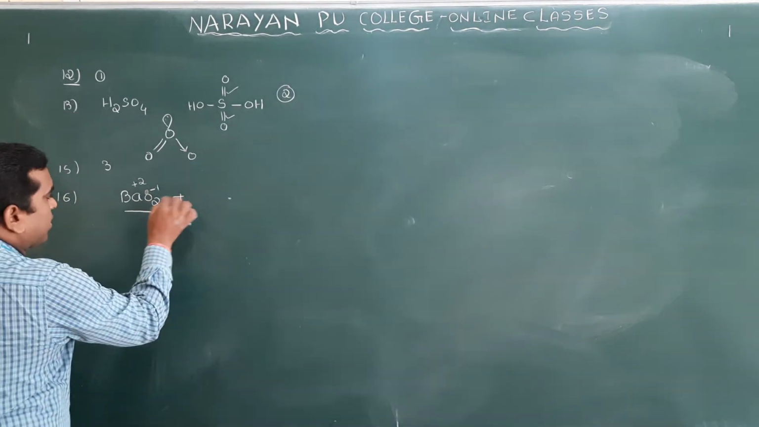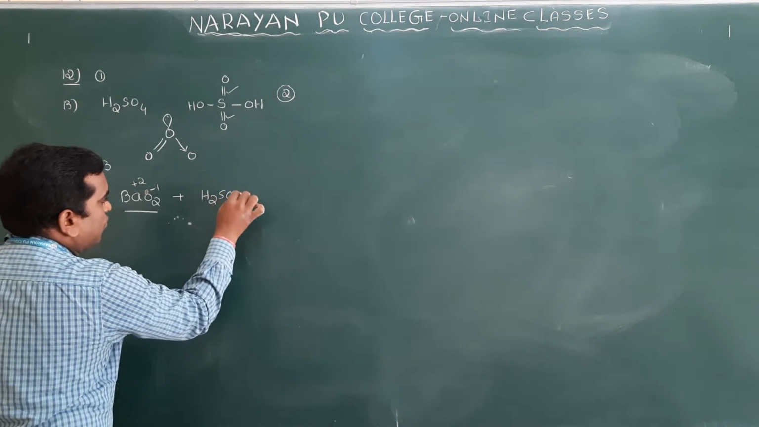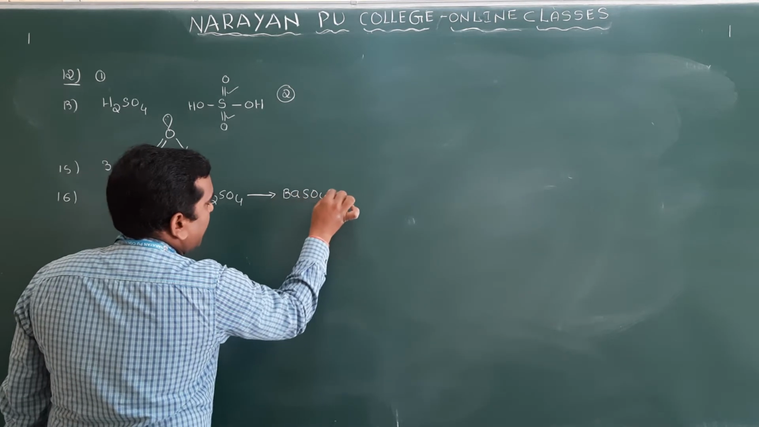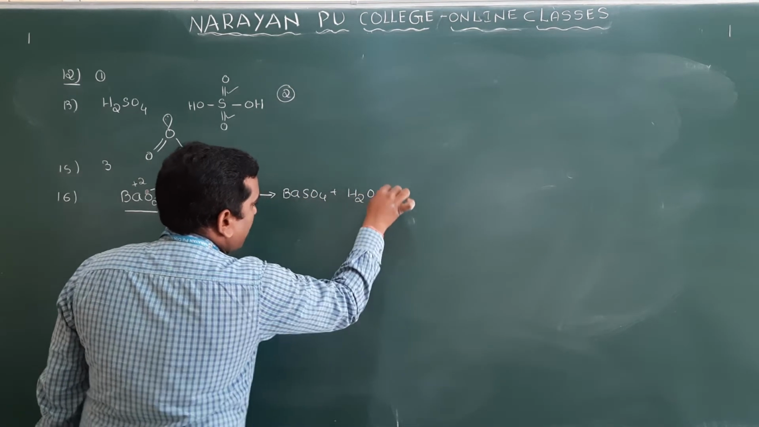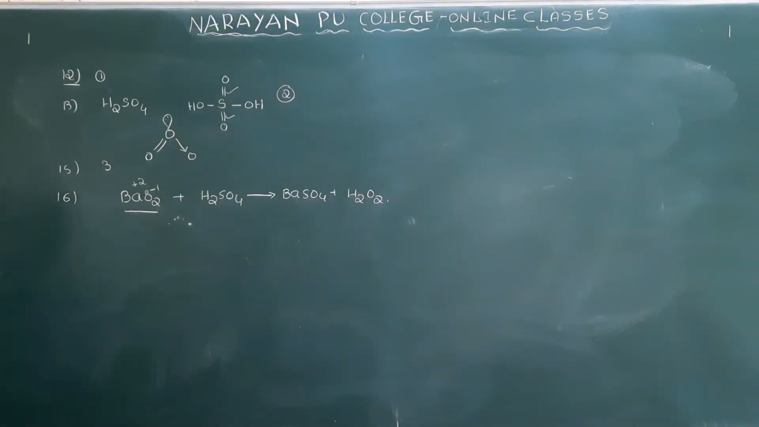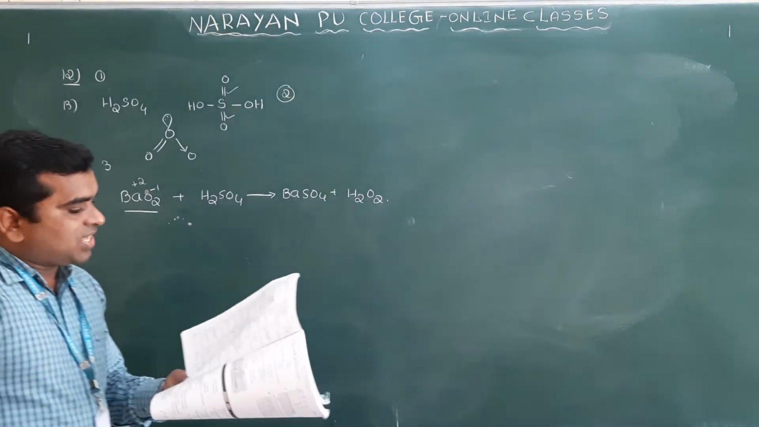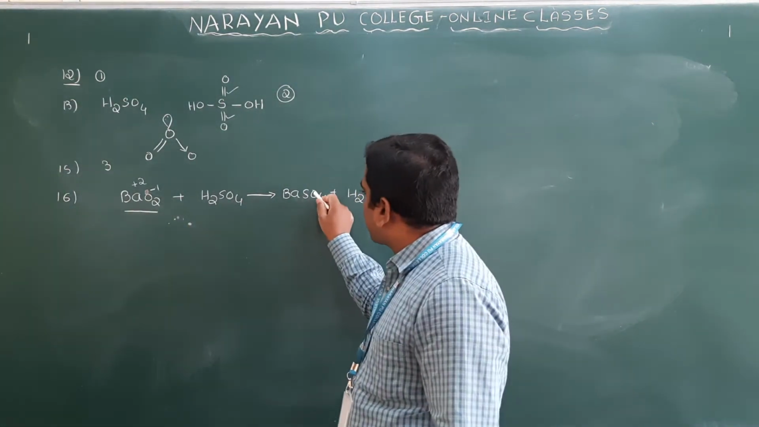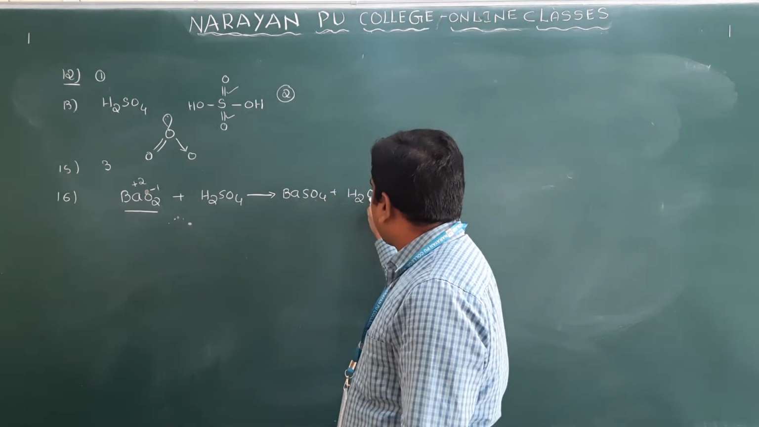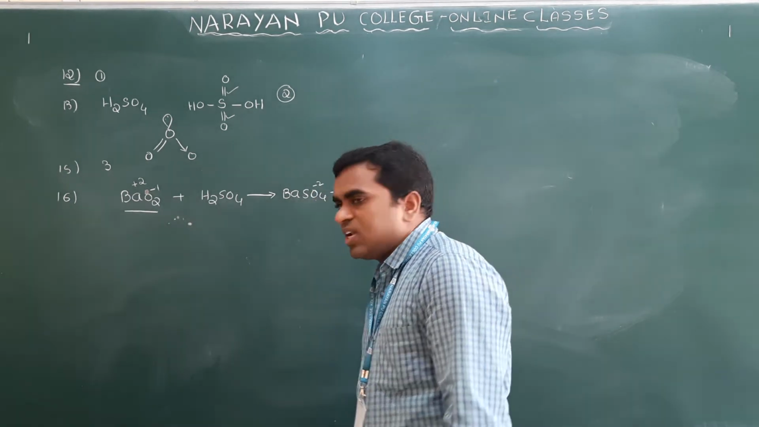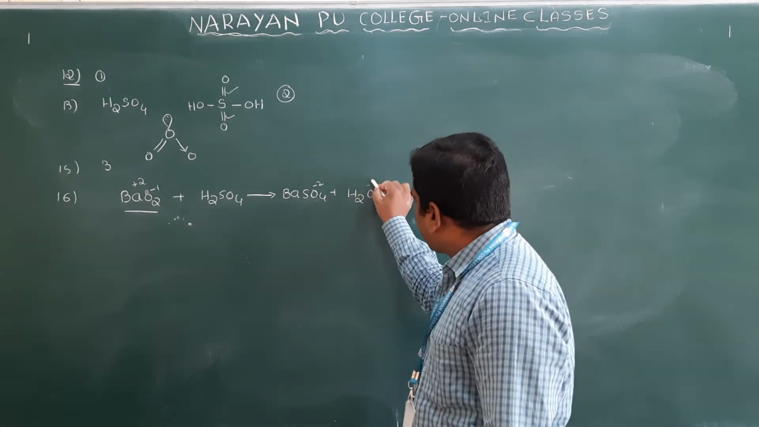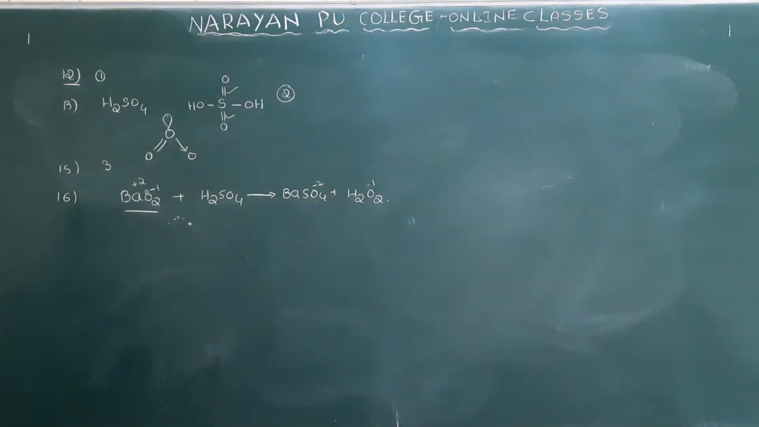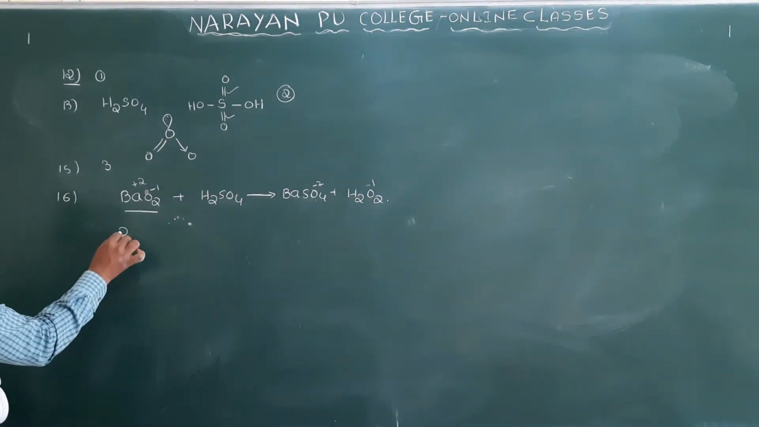So barium peroxide when reacted with H2SO4, what will you get? You will get barium sulfate plus hydrogen peroxide. They are asking the most electronegative element's oxidation states in the products. Here what is the most electronegative element? Oxygen. What is the oxidation state of oxygen in the sulfate? -2. But in the peroxide it is -1. There will be -1 and -2, that should be the answer. So option 2 is the correct one.